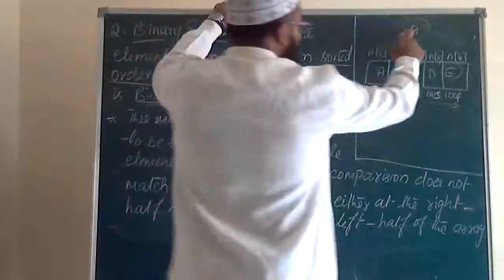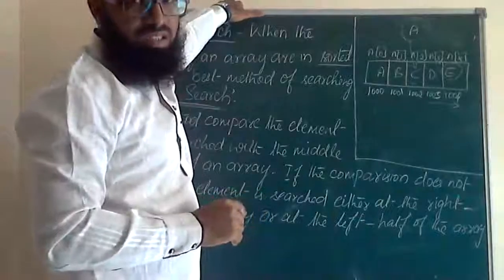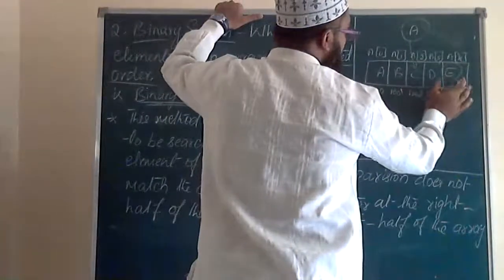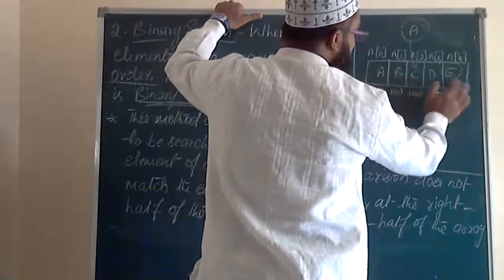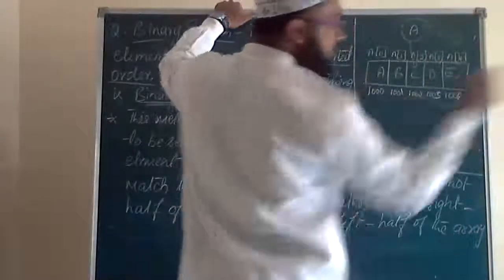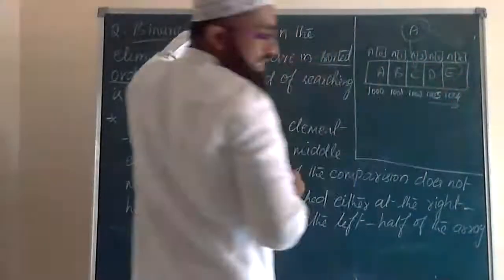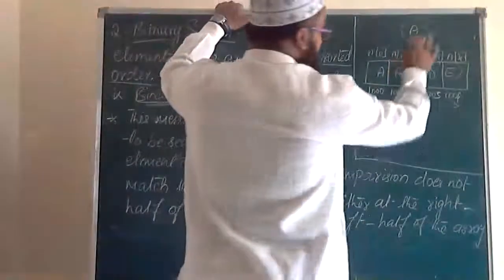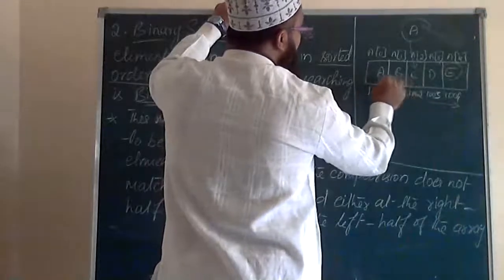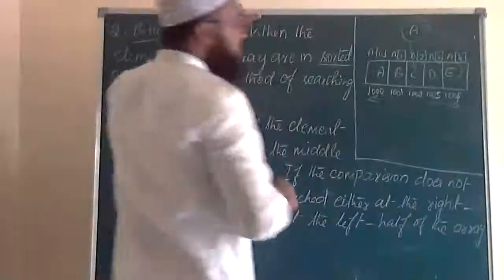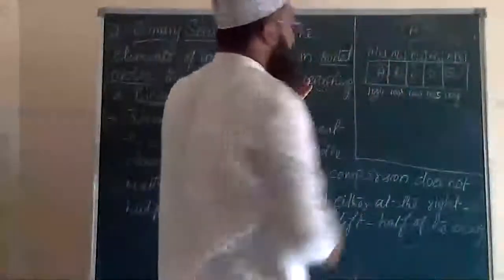Then it will compare with the middle. If it does not get the right result, it will continue to the right portion, the right half of the array, the elements which are left at the right side from the middle. Then if it does not get its result as A, it will continue to the left half of the array, the elements left at the left side, it will continue to search in the left portion of the array, and finally it will get its answer.